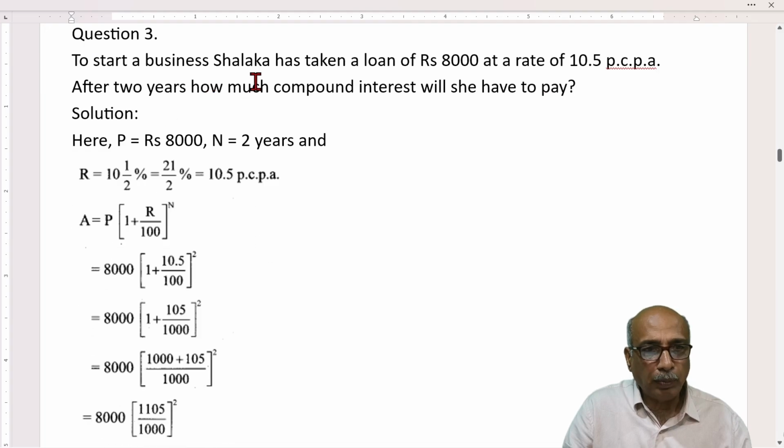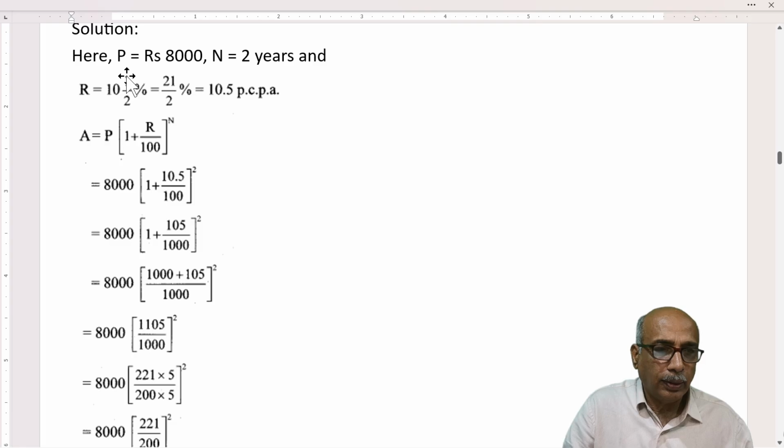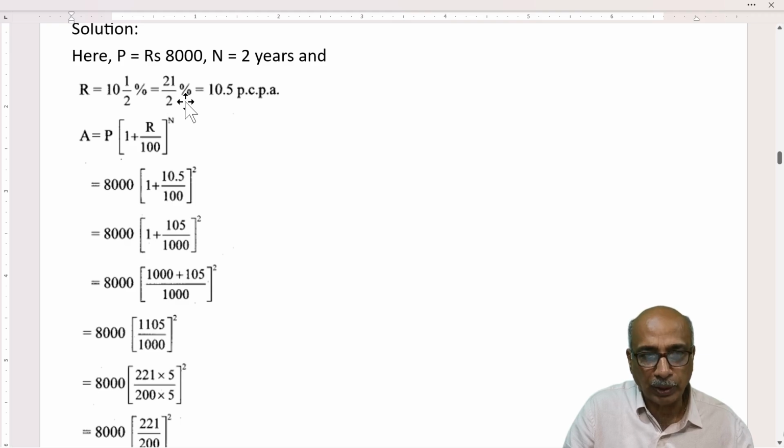Question 3. To start a business, Shalaka has taken a loan of rupees 8,000 at a rate of 10.5% per annum. After 2 years, how much compound interest will she have to pay? So, compound interest is asked here. P equals 8,000, N equals 2 years, R equals 10.5. How to calculate this? You know how to solve fractions. 2 into 10, 20 plus 1, 21 upon 2. So this equals 21 upon 2 percent, which is 10.5% per annum.